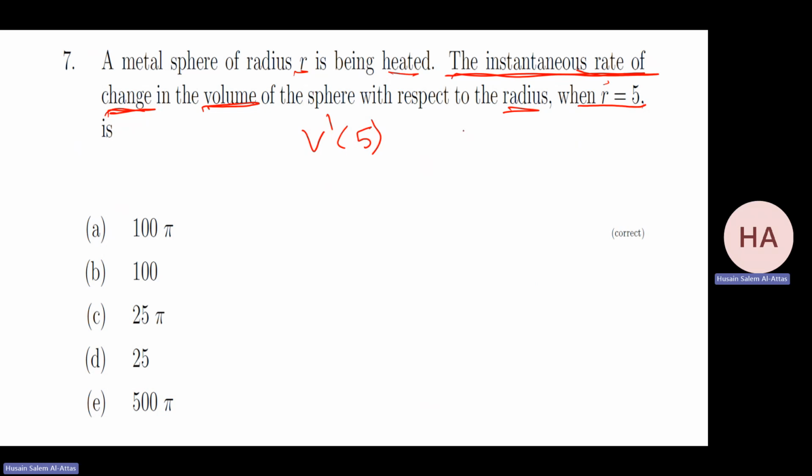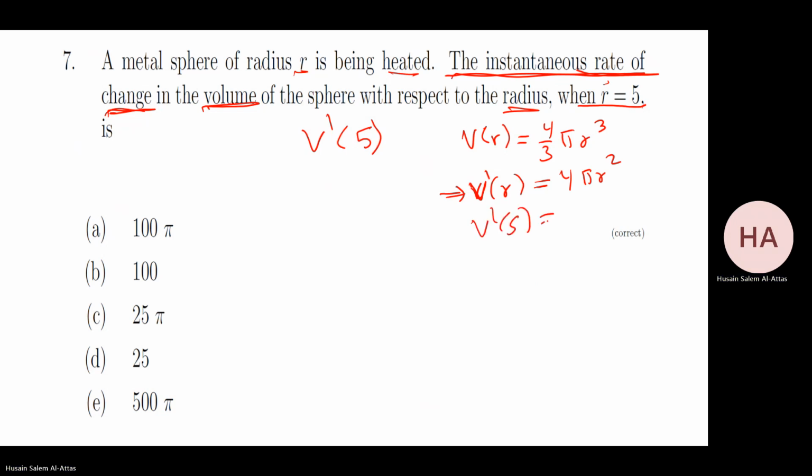I know what is the volume of the sphere. It's 4 over 3 pi r cubed. So it will be volume v prime at r. You know the formula. That will be 4 pi r squared. So it will be v prime at 5. It will be 4 pi times 5 squared, 25 times 4, 100 pi, which is this.